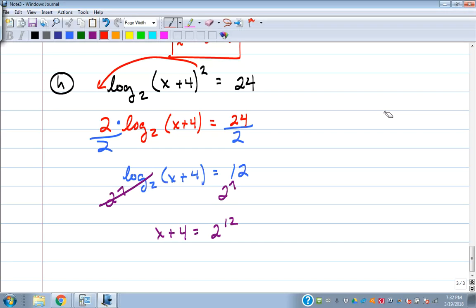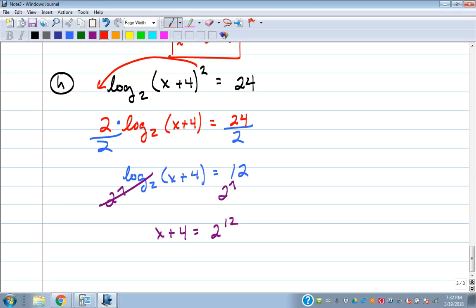You raise the log down because it's not multiplication that's going on between that log. It's the log base 2 of x plus 4. So it's not log base 2 times x plus 4. It's log base 2 of, which is like a function type.